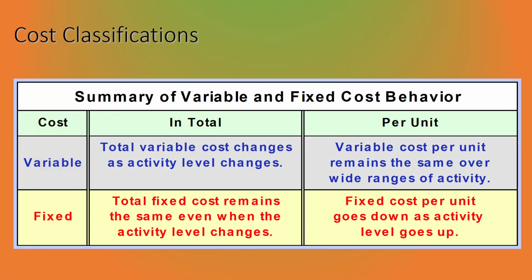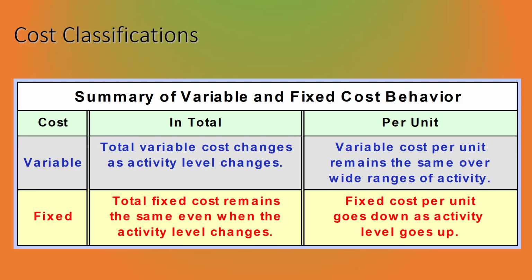Like we have taken the example of t-shirt. The cost of fabric per t-shirt is $20. So this remains constant per unit, whereas total cost changes. And fixed cost total remains unchanged, whereas per unit cost goes down as the level of activity goes up.